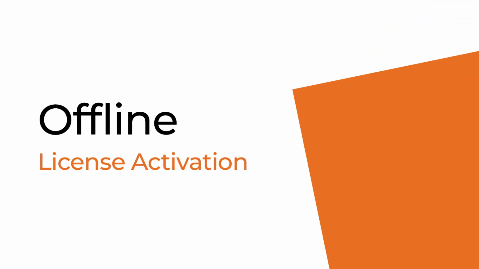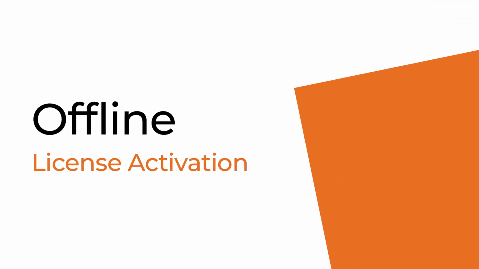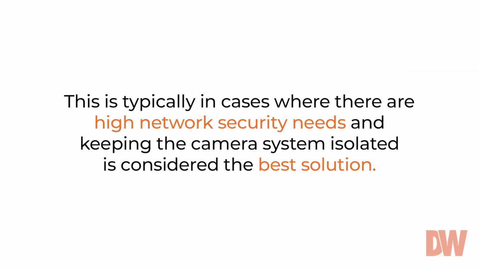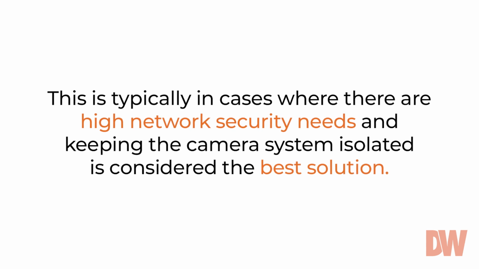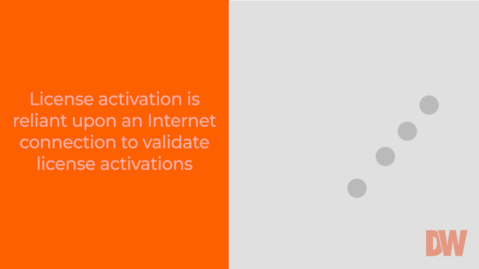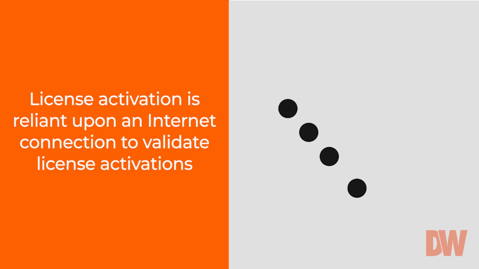In some instances, owners may prefer to keep their DW Spectrum system without external internet access. This is typically in cases where there are high network security needs, and keeping the camera system isolated is considered the best solution. An obstacle that a lack of internet access poses for DW Spectrum servers is that license activation is reliant upon an internet connection to validate license activations. To accommodate systems that are kept isolated offline, the DW Spectrum developers have included a manual activation option.